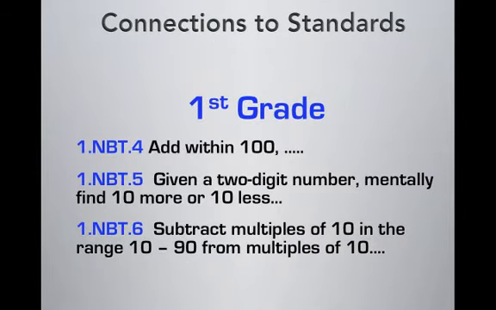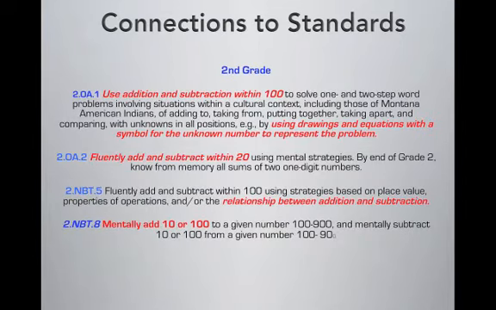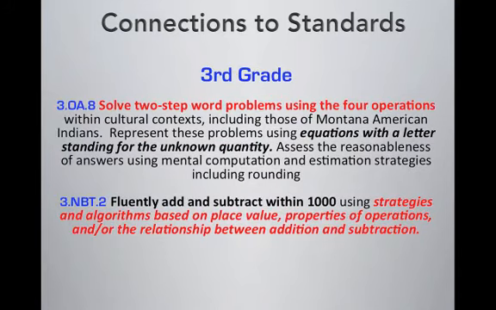And our connections to the standards. Open number lines are a tool to use when we add and subtract, and you'll see that it relates to NBT 4, 5, and 6, in which students are adding and subtracting within 100, and also adding 10 more or 10 less is really a critical piece that you'll see here. Second grade, same thing. When we talk about using strategies based on place value properties in the relationship, and when they're mentally adding 10 or 100, these are connections to the standards in which a number line can be used.